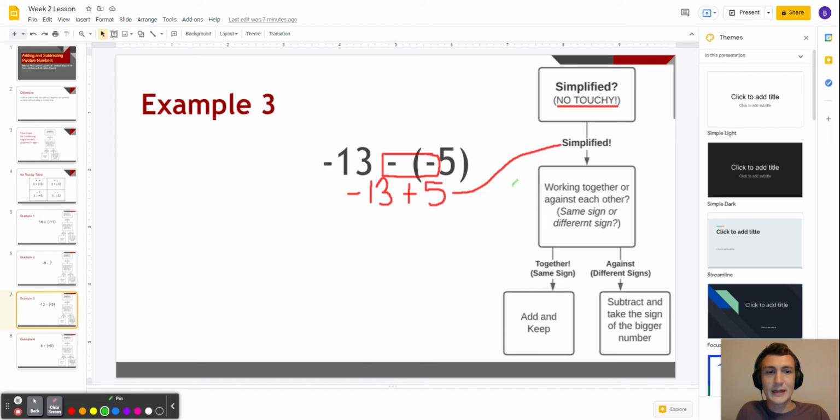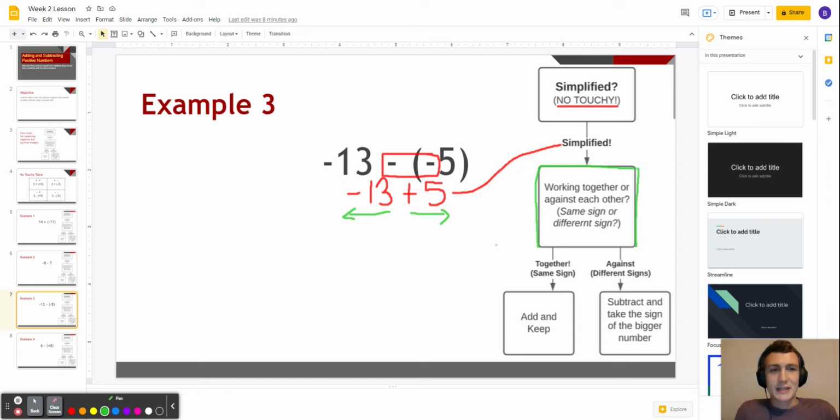Next up, we're going to go ahead and work to see if we're working together or separate by finding the sign of these. Now, I think you can get pretty good at this. So think to yourself, which way do they go? If you need to pause the video for a second, you can do that. Which way does minus 13 go, and which way does plus 5 go? Minus 13 goes to the left, plus 5 goes to the right. That easy, y'all.